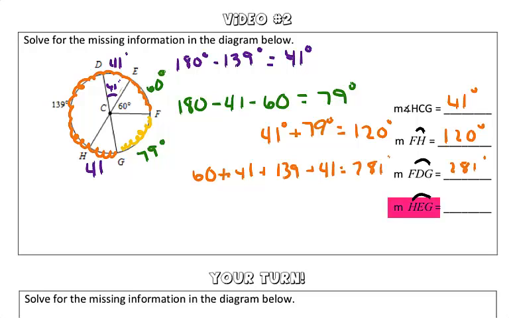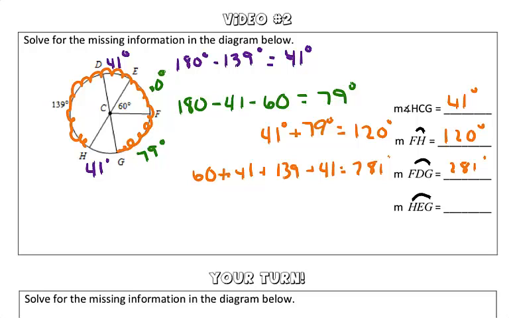Last but not least, we've got the measure of arc HEG. So again, I'm just going to erase the arc marks that I currently have, just so that we're focusing on the current one. HEG tells us to start at H, pass through E, and end at G. That's what tells us whether we go clockwise or counterclockwise, which way to head in the circle.